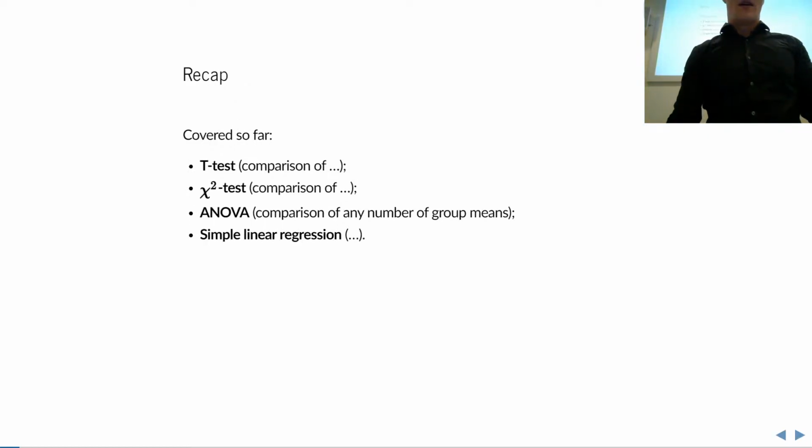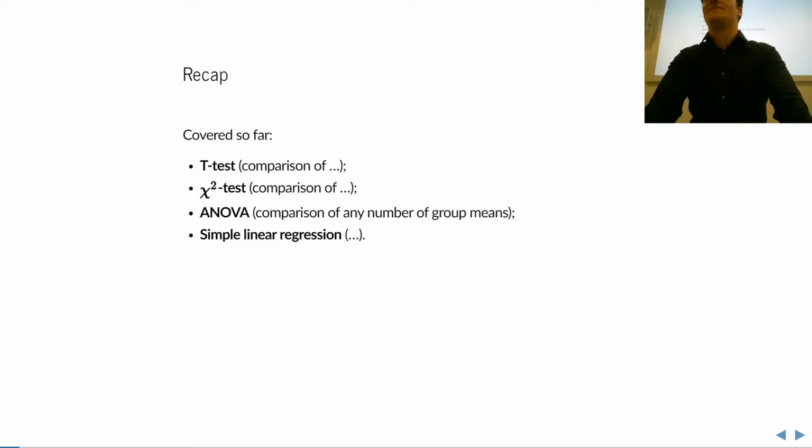So, anyone know what the t-test is for? Yes, comparison of group means. How about the chi-square test? Yeah? Compare observations with expected frequencies. Yeah, observed to expected frequencies, exactly. Okay, and for Anova, for some reason I already wrote it down.